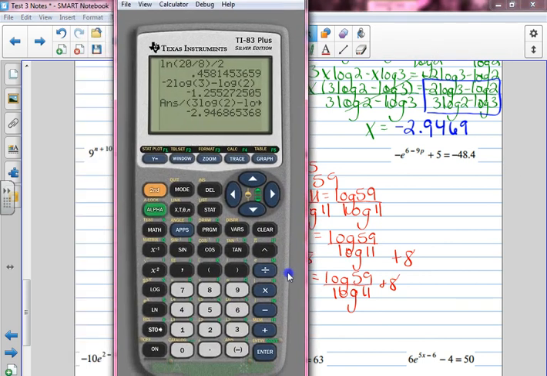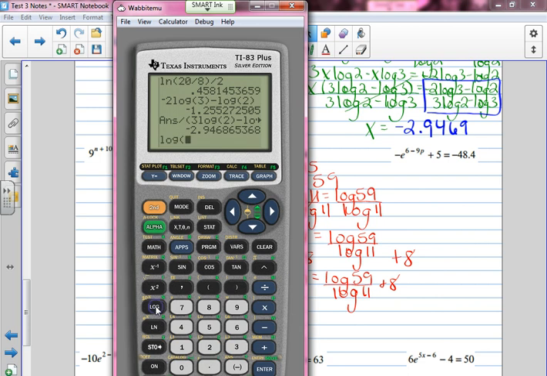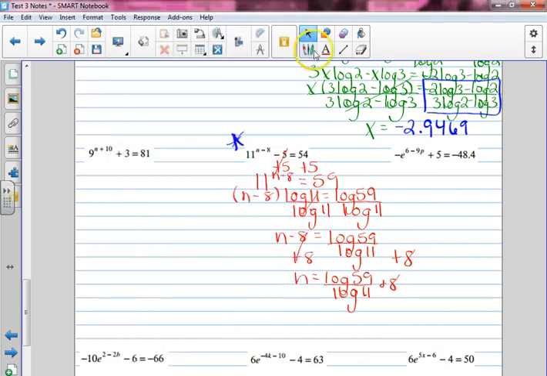So the log of 59 divided by the log of 11, enter, plus 8. So that gives you 9.7005. All right, and I'm doing one more example, and then I will do some more in class.